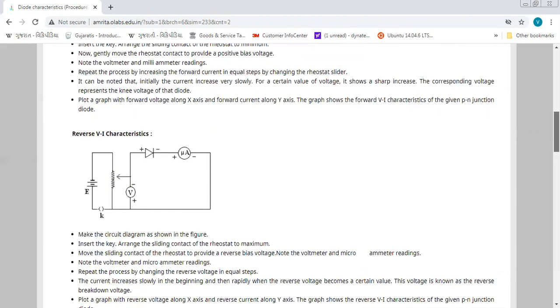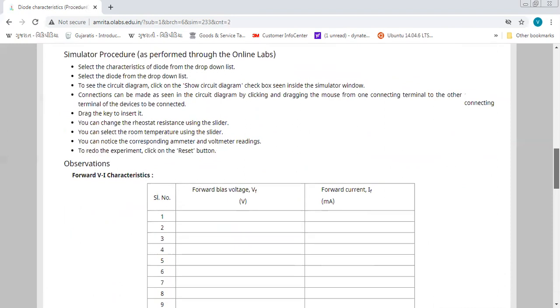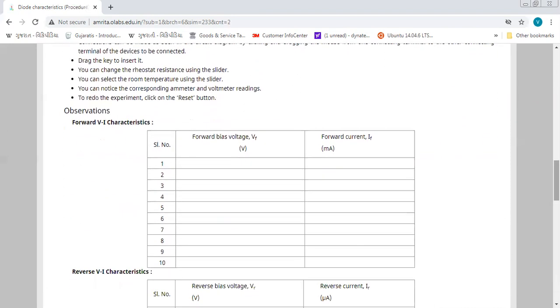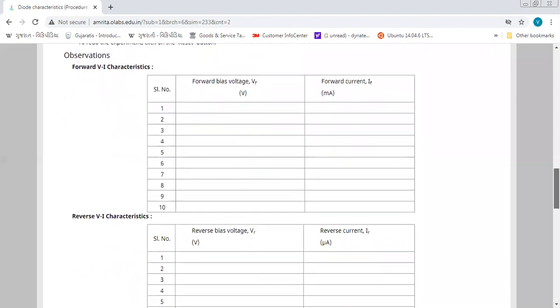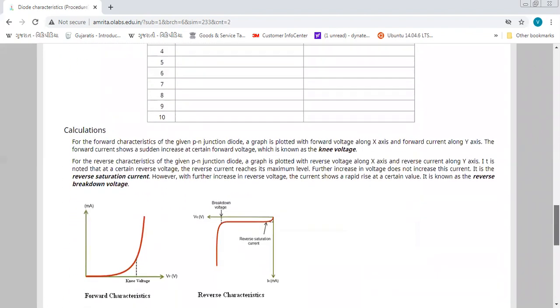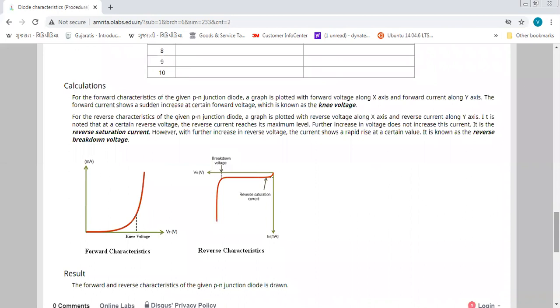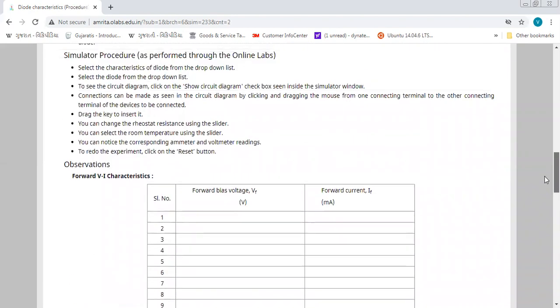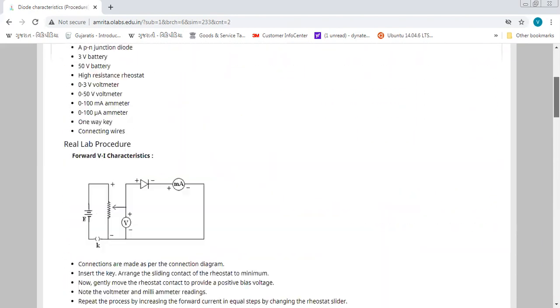as you can see, we have to take the observations for voltage and current for different conditions, for forward bias and for reverse bias. After you have done that, we need to draw the graph for two situations, for forward bias and for reverse bias. Now moving to the simulator.